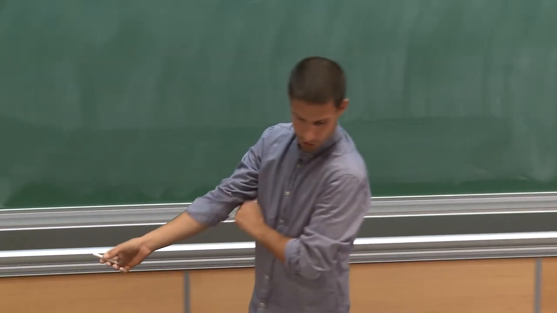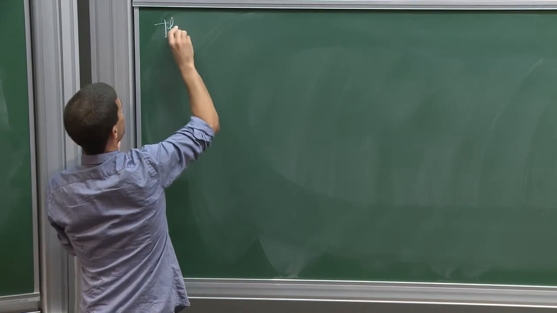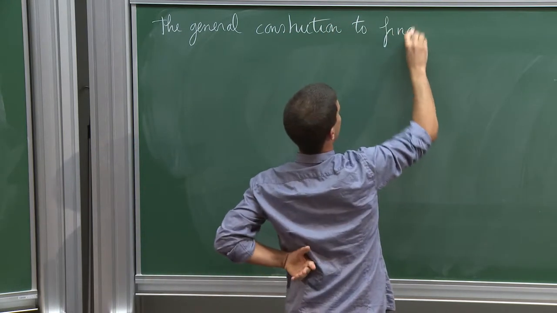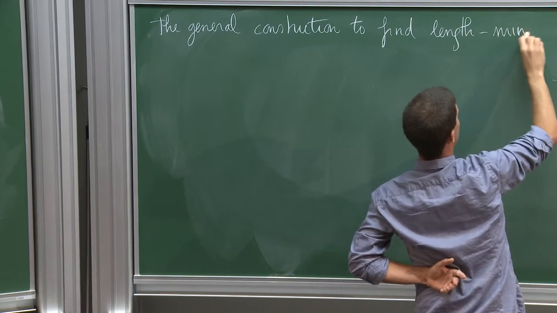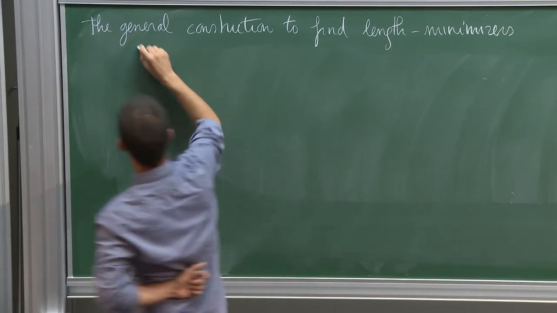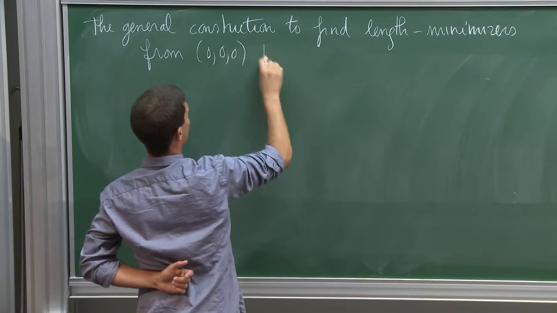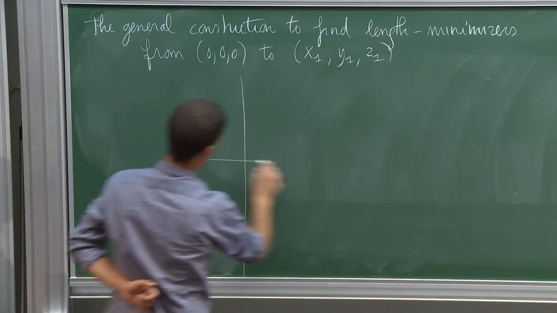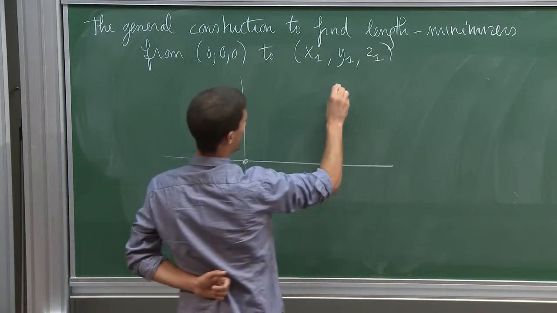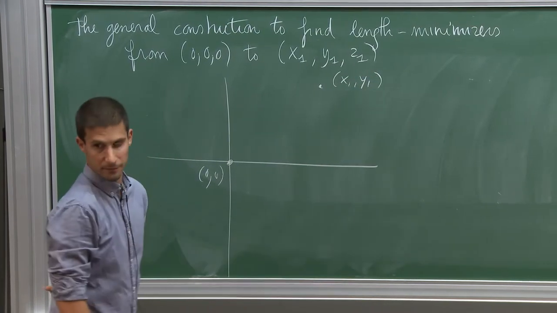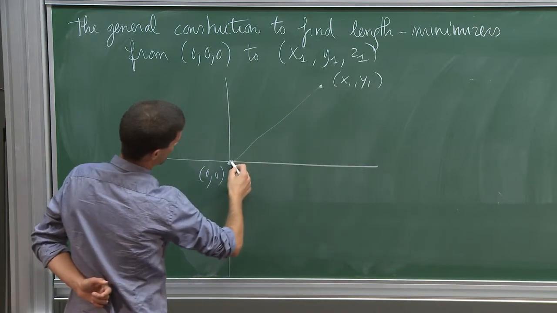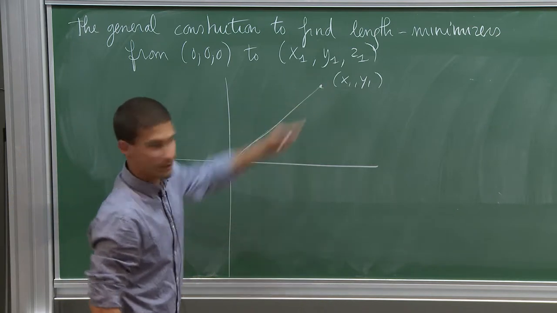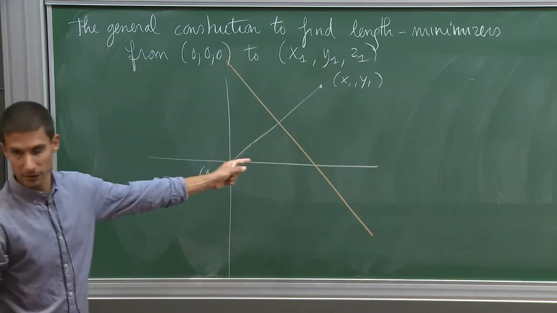So the construction goes like this. The general construction to find the length minimizers or geodesics, as I said, from the origin to a point x1 y1 z1, is to look at things in the plane. So write the origin in the plane and the point x1 y1, and then we know that the center of all circles joining these two points stays on the axis of this segment, okay?